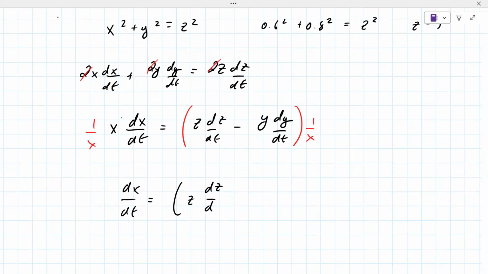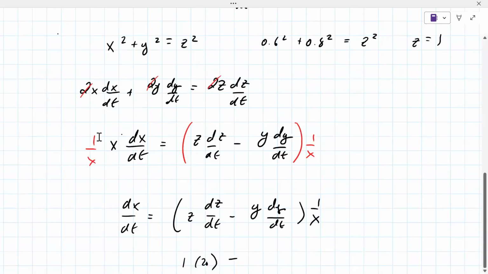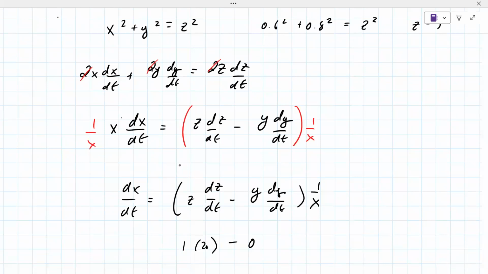Any questions on what I've done up to this point? No. Okay, so now it's just putting the numbers in. We found that z is 1, dz/dt is 20, y is 0.6, dy/dt is 60, and then x was 0.8. Are you allowed to use a calculator? Yes. Okay, so you can put that in a calculator and get your final answer. And the units are important, so that would be miles per hour.